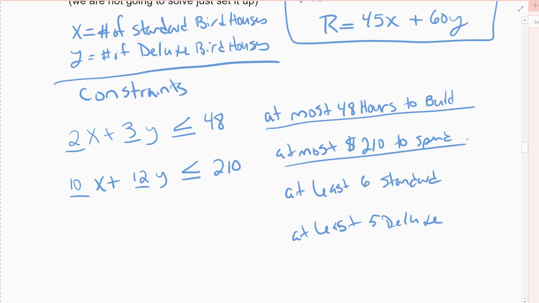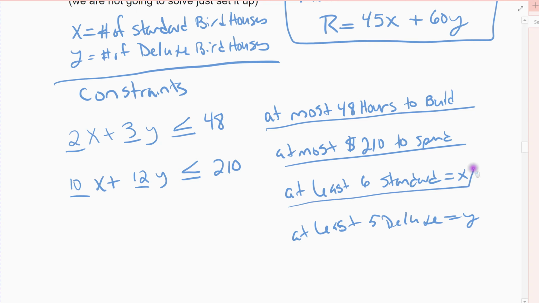Alright, now these at least 6 standard and at least 5 deluxe. And so remember, standard is the X, deluxe is the Y. And so what this is, he's guaranteeing he's going to make at least 6 of these. So usually what you do is you have stores that you're going to sell them at, and you're telling them, well, I'll have at least 6 for you to display. All right, that's I'll at least have that many. I might have more, but I'll have at least 6 that I'm guaranteed that you can put in your storefront of the standard, and I'll have at least 5 of the deluxe.